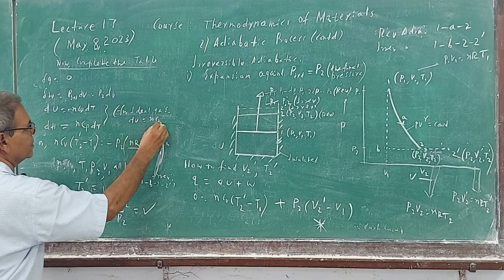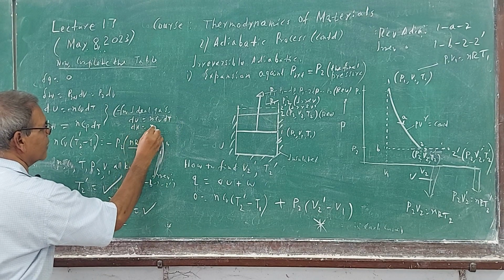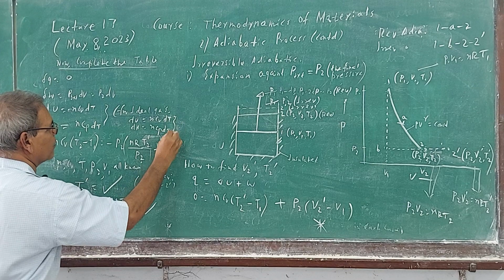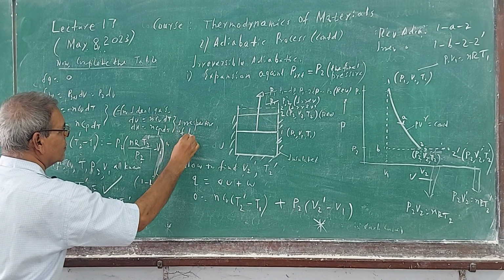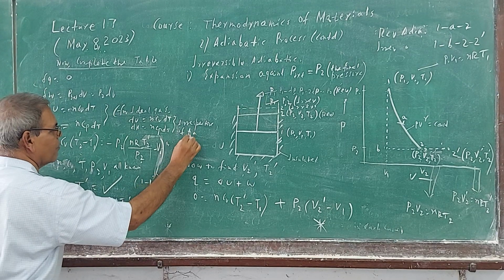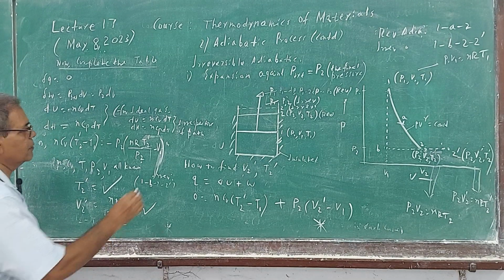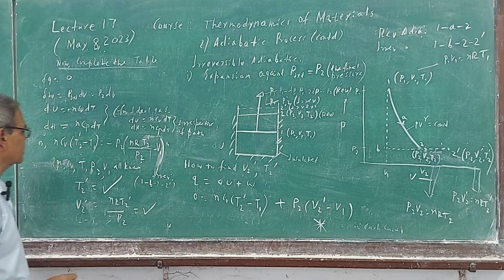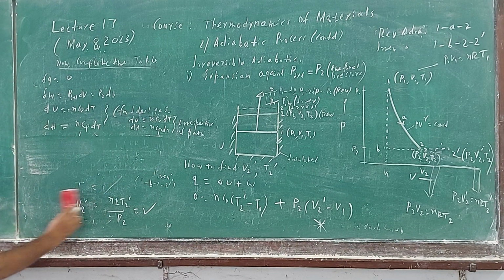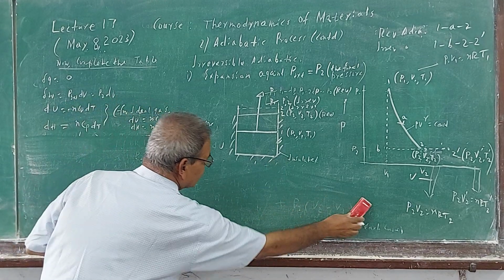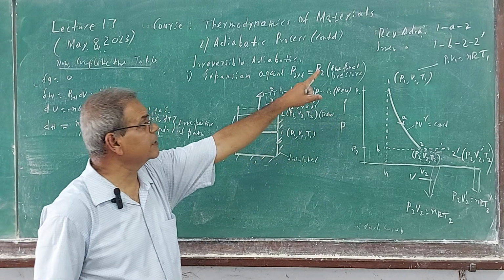dU is nCvdT always. dH is nCpdT. Once more I am writing for you. Irrespective of path. Irrespective of path means constant volume or constant pressure. Remember this. So okay. You understand this. Very good. So these are all over. Remove all this now. These are clumsy. This part is answered. Thank you very much. Remove, keep retain these two figures and that top.